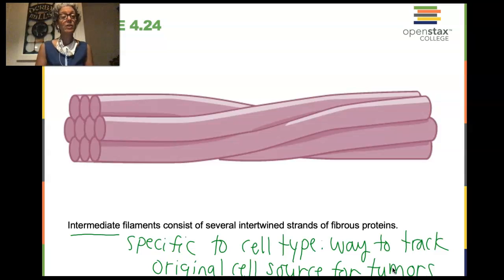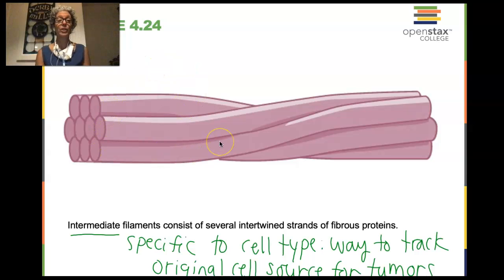And it's a way to track the original cell source for tumors. So if I were to come down with skin cancer, if I had a melanoma, and they would take a biopsy, a small piece of my tissue, one of the things they would do, they would look at the DNA to see if it's been altered, but they'll also look at the intermediate filaments. And if the cells in that tumor on my skin have the intermediate filaments that are specific to skin, the bad news is I have cancer. The good news is that it originated in my skin and is staying in my skin.